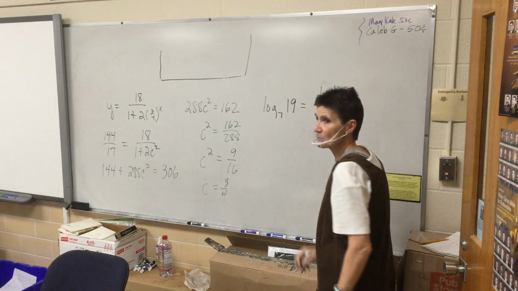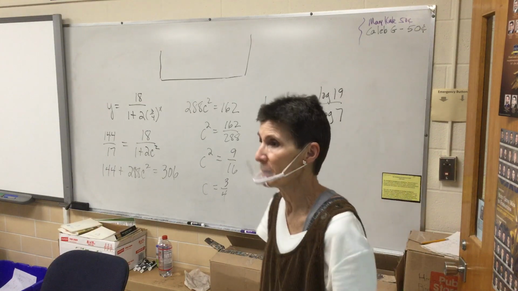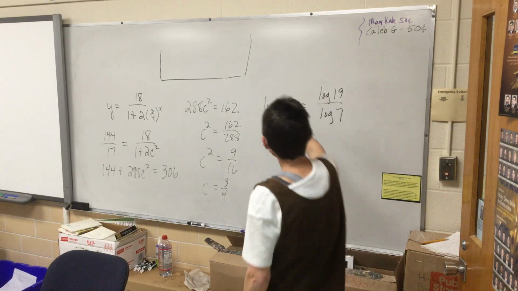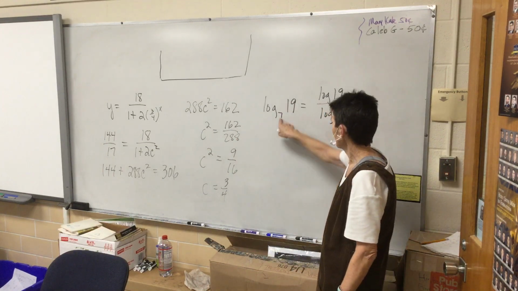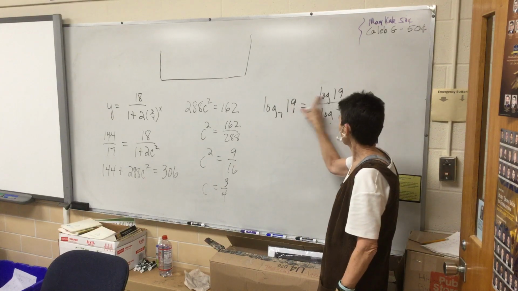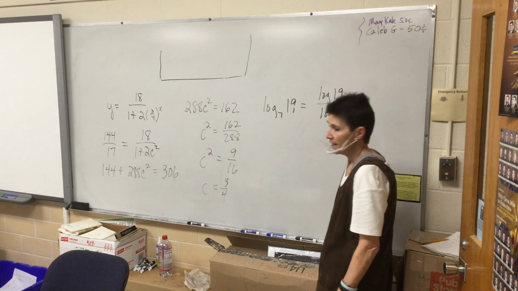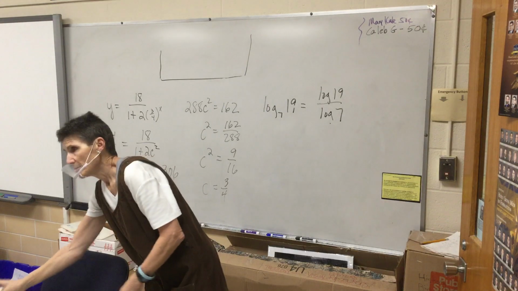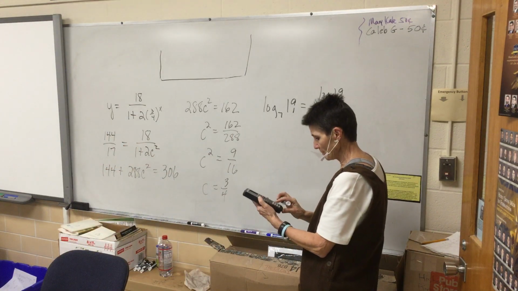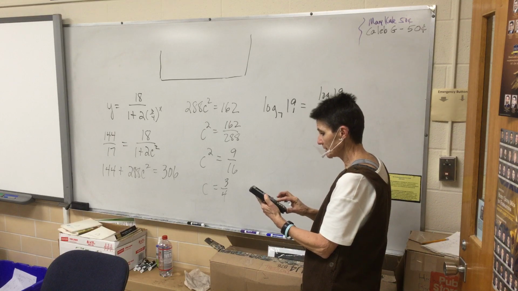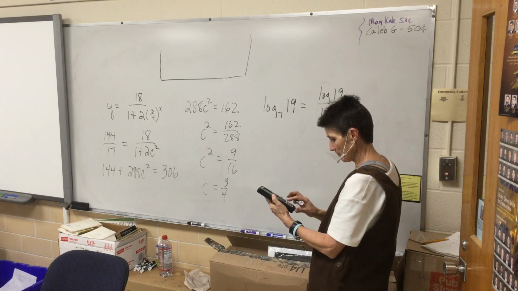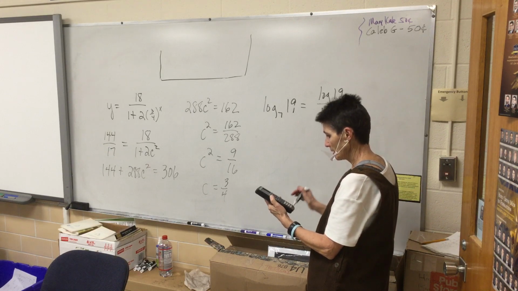So if you want to save yourself time, you'll remember the change of base formula. That's what it's called. It's not really a formula. It's the log of the big number over the log of the little number. The little number goes on the bottom. Top number, bottom number. And you just type it into your calculator. The only way you could mess this up is if you forgot to close your parentheses. So make sure when you do log 19, you close your parentheses and then divide it by log 7.